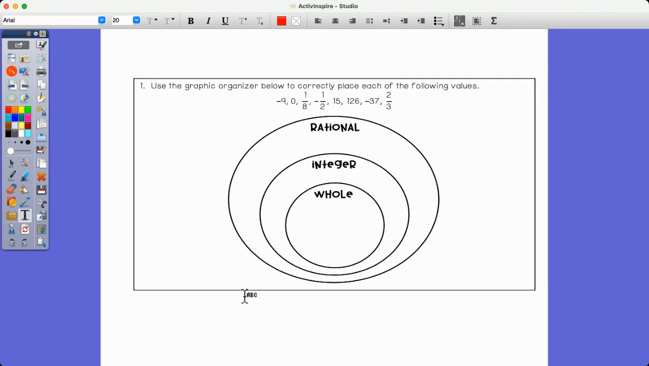Okay, you're going to use this graphic organizer to correctly place each of the following values. I'm going to help you with one of each. I expect you to come to class with this graphic organizer finished. A whole number, I'll give you one of them, is 15. An integer, I'll give you one, -37. And a rational number, 1/8. You're responsible for filling out the rest of this Venn diagram.